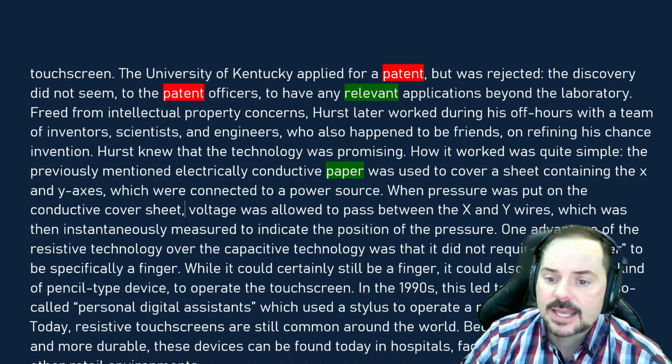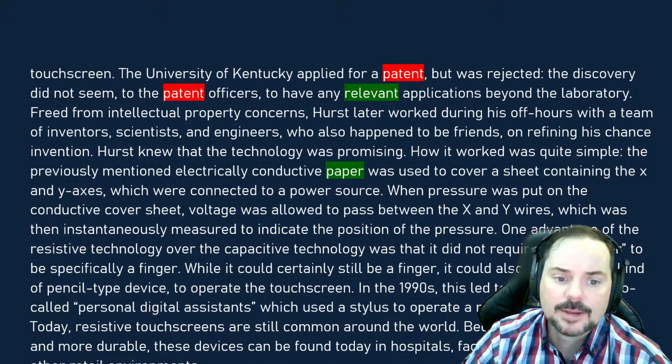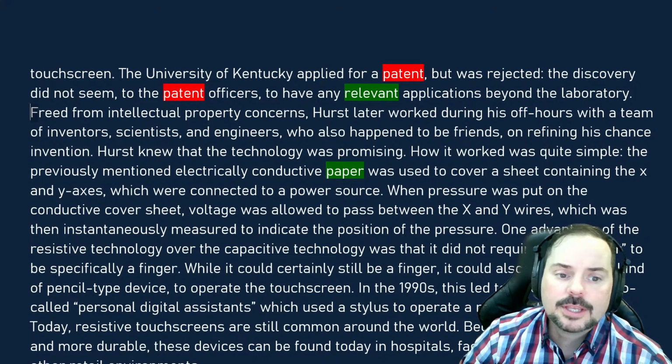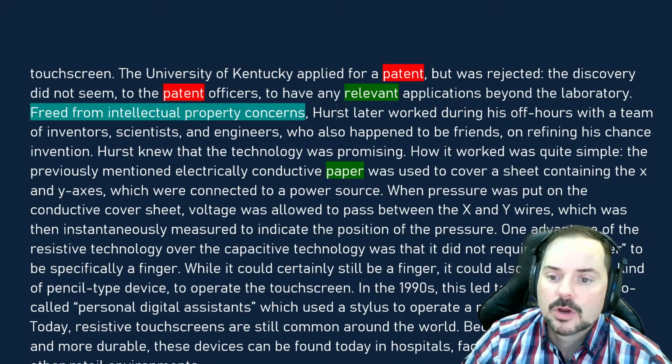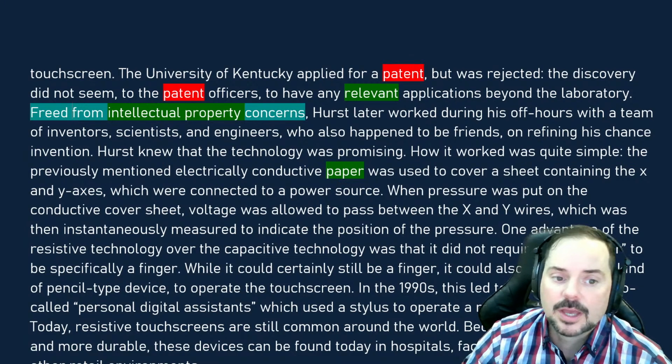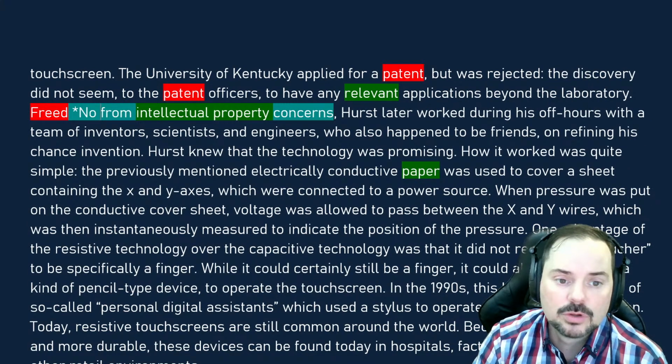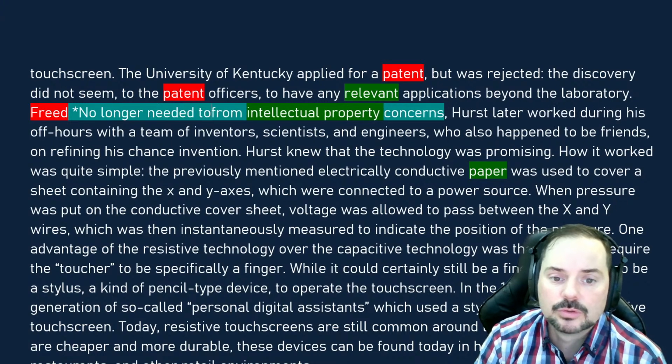So let's take a look. So here we go. Freed from intellectual property concerns. Hurst later worked during his off hours. So freed from intellectual property concerns. Correct answer? Intellectual property. Okay. Freed is the paraphrase of no longer needed to worry.